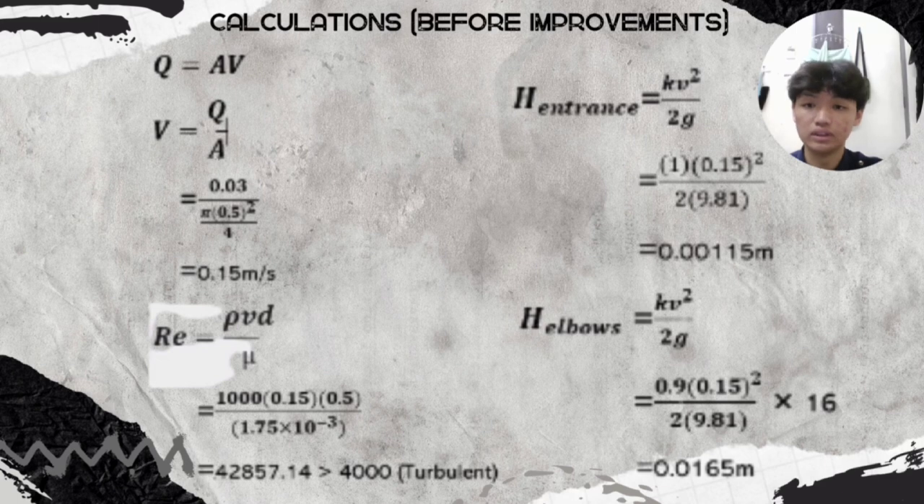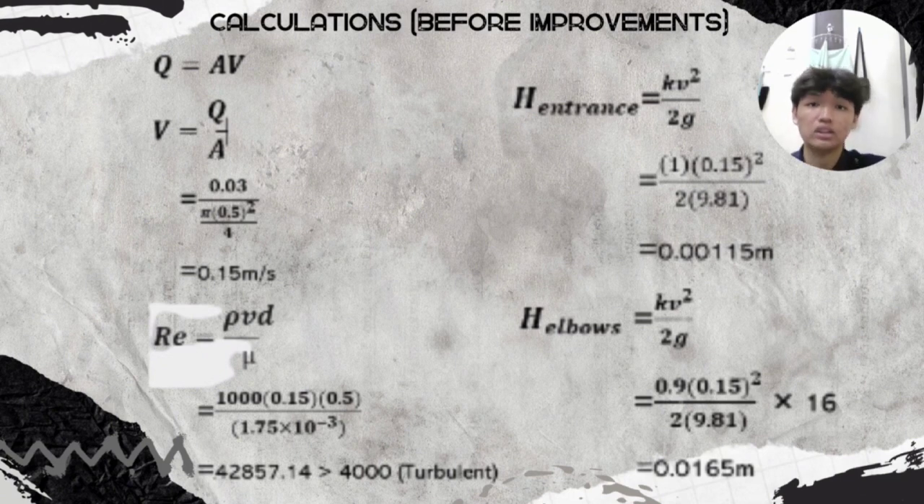Then Reynolds number. Reynolds number equal to rho V d over dynamic viscosity. Our rho is 1000 for water. Velocity is 0.15. Our diameter is 0.5. So the dynamic viscosity is 1.75 times 10 power negative 3. So our Reynolds number is 42,855.14, which is bigger than 4,000, so it is turbulent.